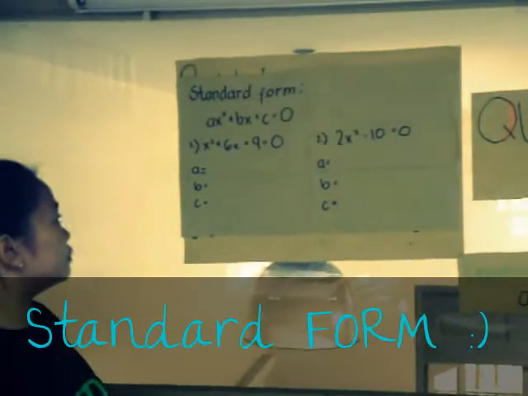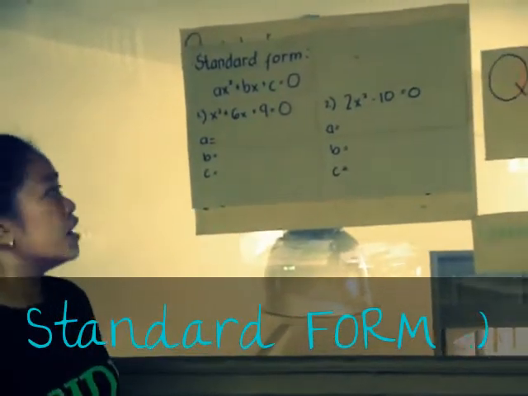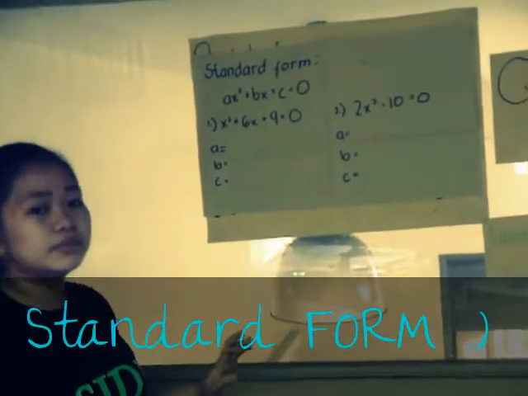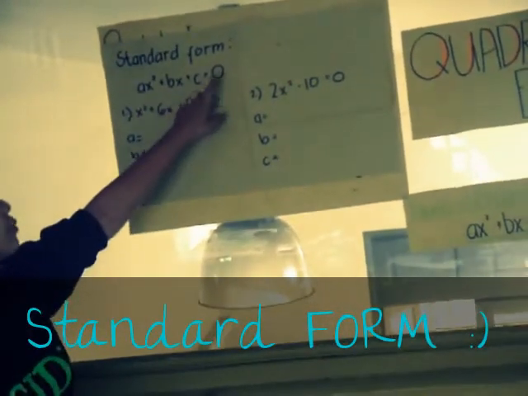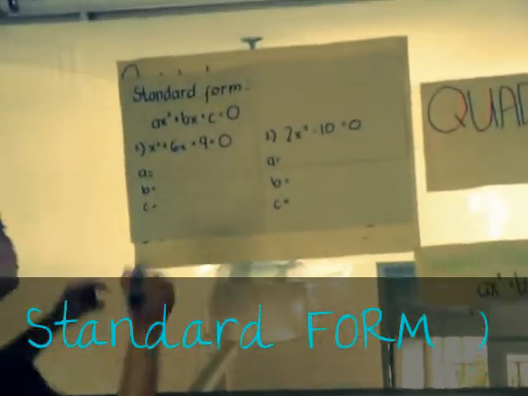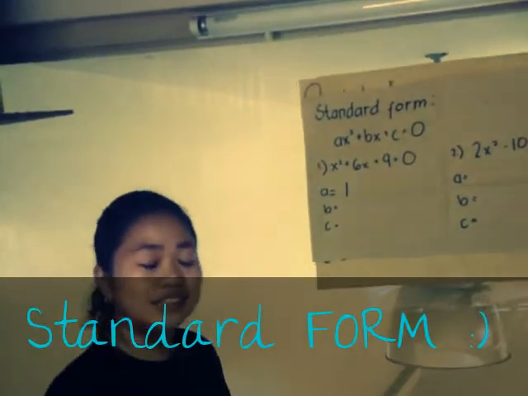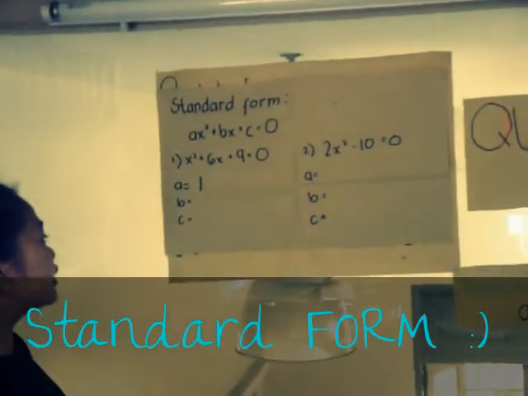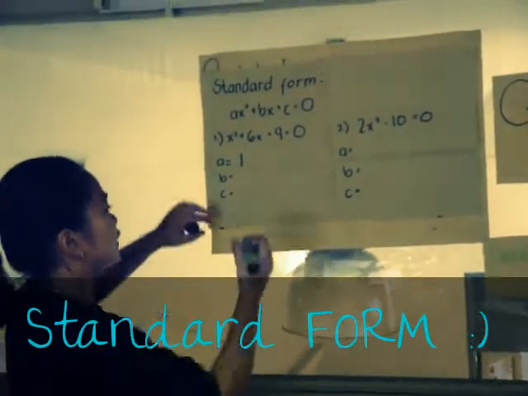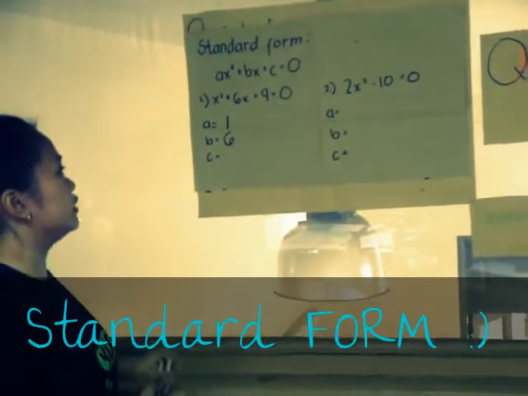Let's find the value of a, b, and c in the given equations. Number 1, x squared plus 6x plus 9 is equal to 0. According to the standard form, ax squared plus bx plus c is equal to 0. So in the equation, a is equal to 1, because we all know x squared is the same as 1x squared. The second number or the value of b is 6. The value of c is 9.